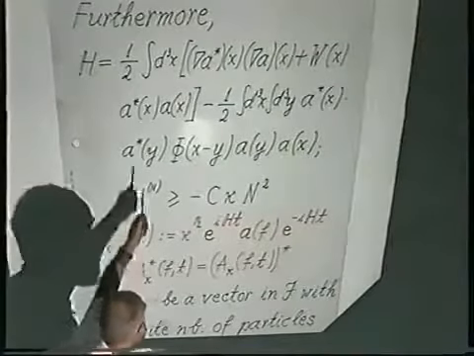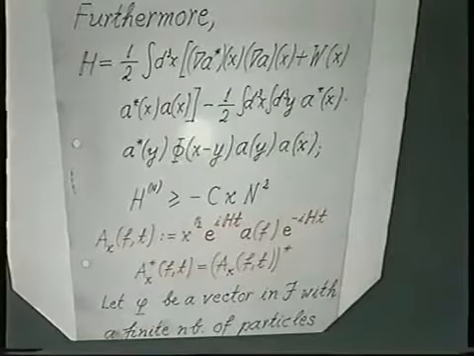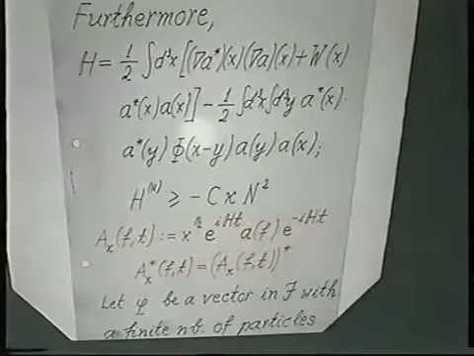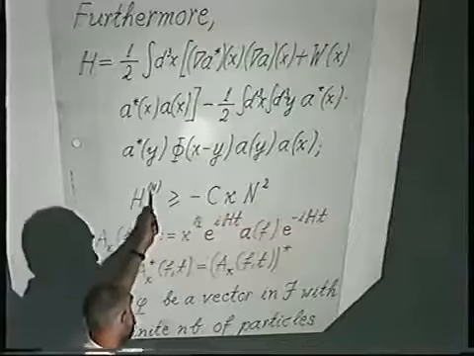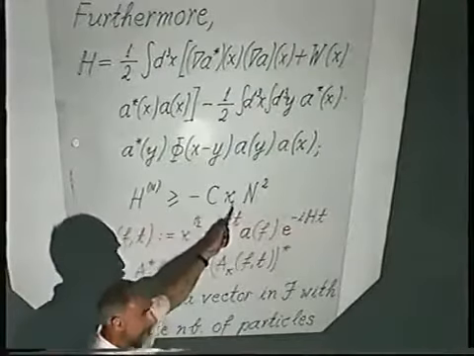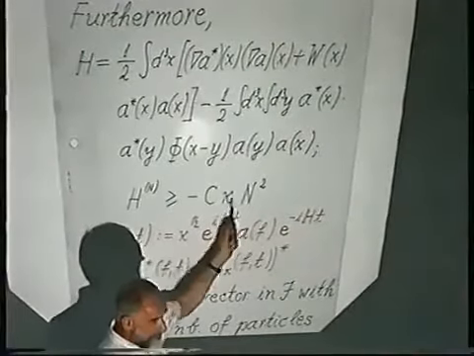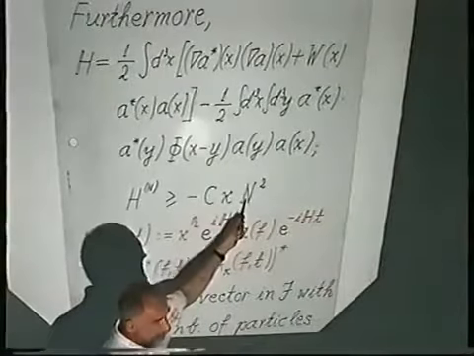Since we are dealing with bosons, we should not expect thermodynamic stability in the sense that the energy per particle remains bounded uniformly in the number of particles. Rather, the lower bound of an n-particle Hamiltonian might go towards minus infinity like n squared rather than like n.